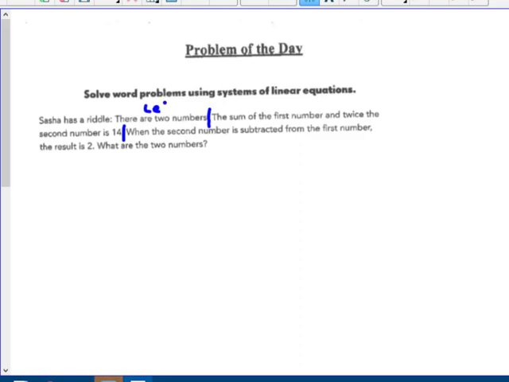Here's your let statements. Here's the first equation. When the second number is subtracted from, watch the order, the first, the result is 2. This is your second equation. So now you have two equations. What are the two numbers? You can eliminate, substitute, graph, although there's not a piece of graph paper here, or guess with tables. I would eliminate. On to the next problem.